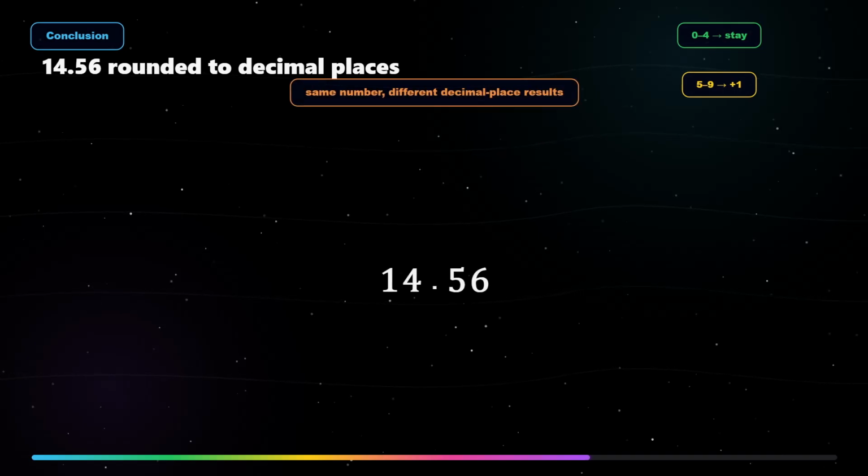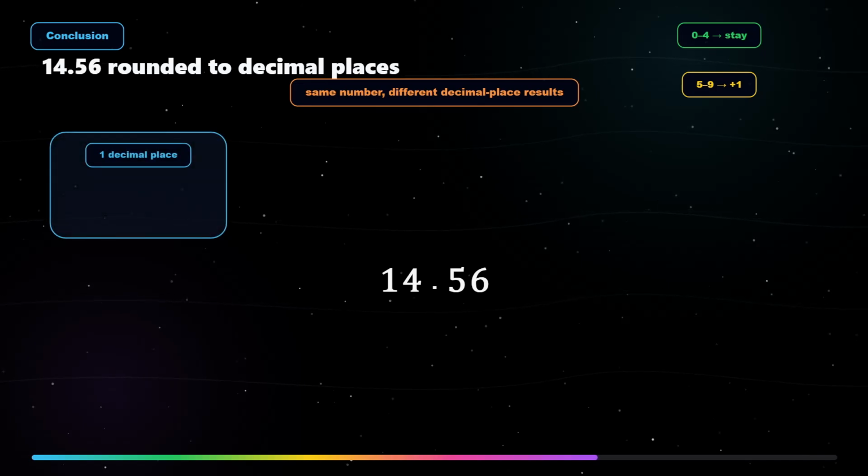The number is 14.56. First, round it to decimal places. To one decimal place, we keep one digit after the decimal point. That means we keep the 5. The next digit is 6. 6 is 5 or more, so the 5 goes up to 6. 14.56 rounded to one decimal place is 14.6.